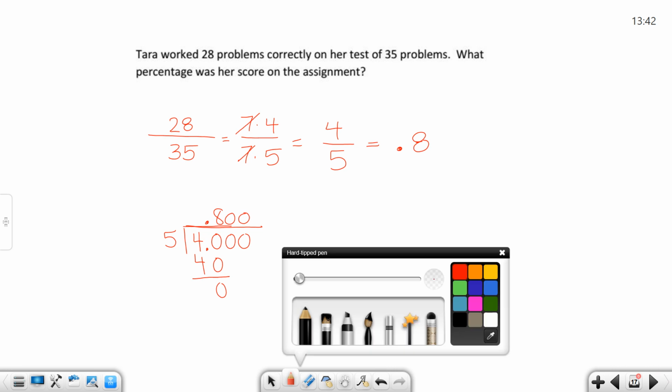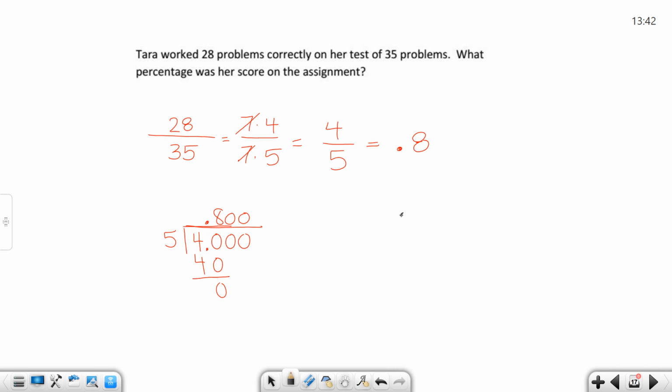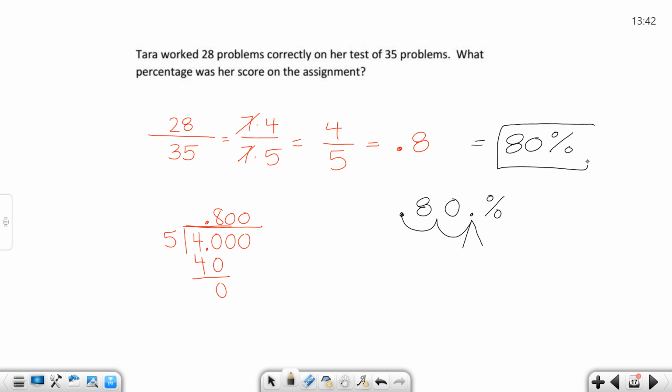Okay, so 0.8 is a decimal, obviously. And so if I want to change a decimal to a percent, I take my decimal and I move it 2 places to the right, and I add my percent sign. So 0.8 is the same thing as 80%. So when Tara worked 28 problems correctly out of 35, she scored an 80% on the assignment.